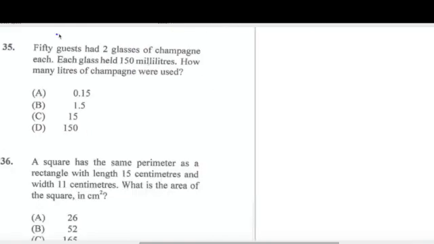Okay, so number 35, 50 guests had 2 glasses of champagne each, so that would make it 100 glasses of champagne. And each glass held 150 milliliters. So that would be 15 with 1, 2, 3 zeros. So that's 15,000 milliliters. How many liters of champagne were used? Well, if 15,000 ml, and ml is 1,000th, that means that 15 liters times 1,000 will give me how many milliliters it is.